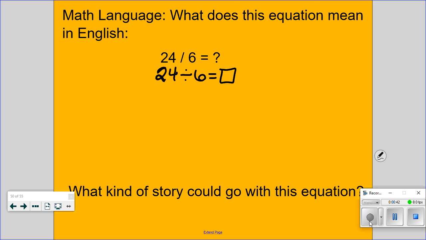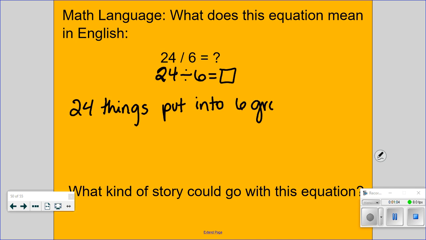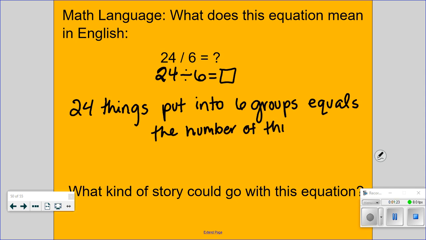24 divided by 6 equals box is heavy, heavy math language, but what does that actually mean? Gwen, you want to give it a go? 24 things put into 6 groups. Now the equals is going to be a little bit different. It's not just going to equal something, it's going to give you the number per group. Equals the number of things in each.